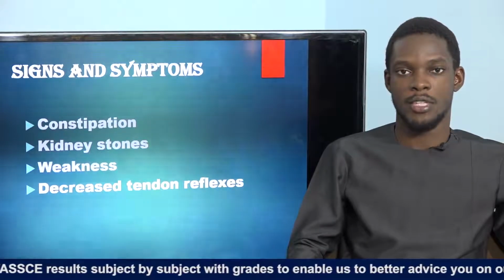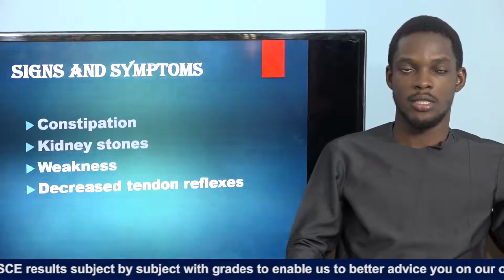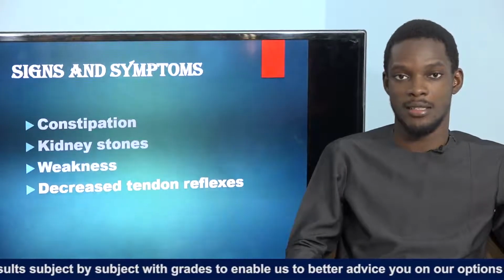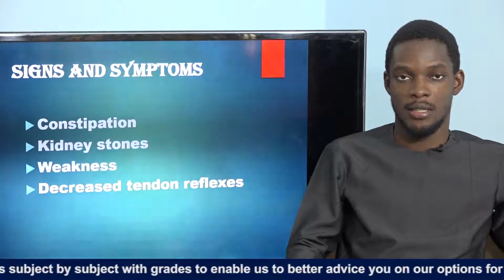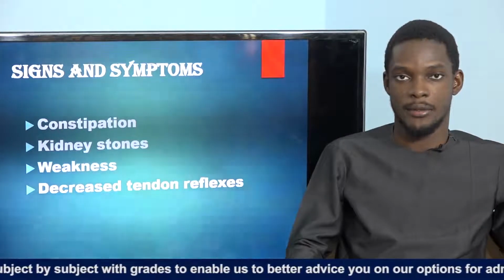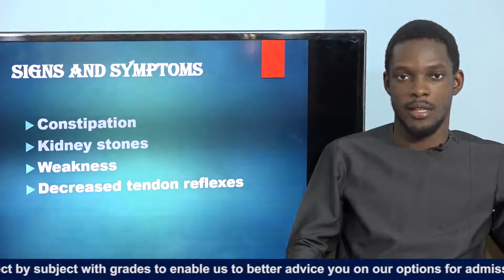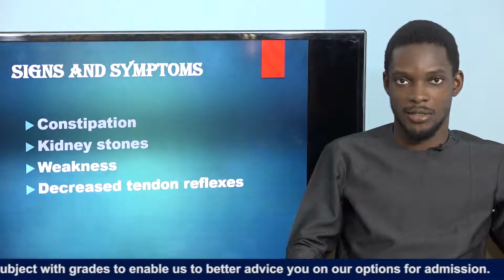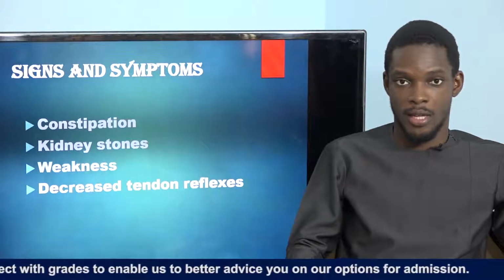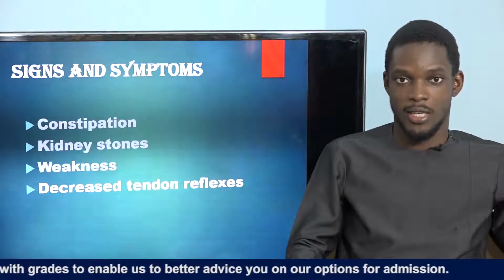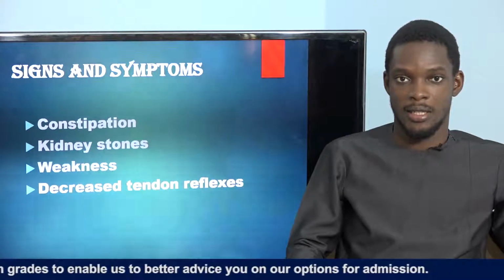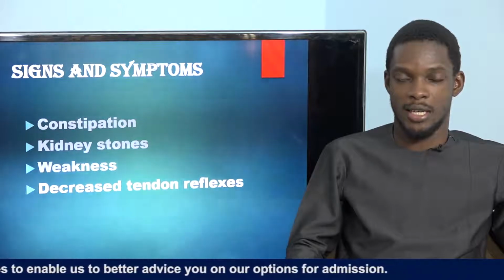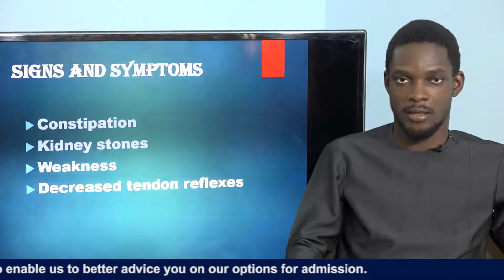A client may also experience weakness because action potentials are not allowed to take place. As we said in the beginning, calcium acts as a gatekeeper for action potential, and therefore when you have a high amount of calcium, action potential does not take place as it's supposed to, and hence you see a lot of weakness in the client. Decreased tendon reflexes is also implicated in action potential decrease.